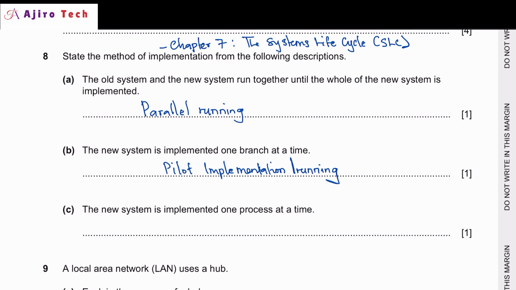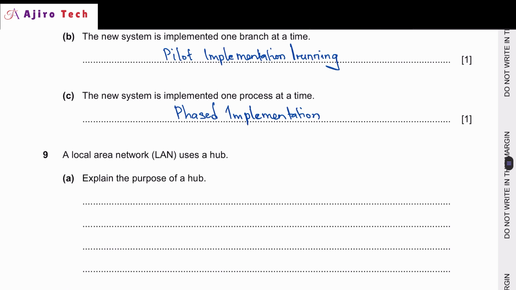The new system is implemented one process at a time. Which is it? Phased implementation. Congratulations. All right, let's look at the next one.